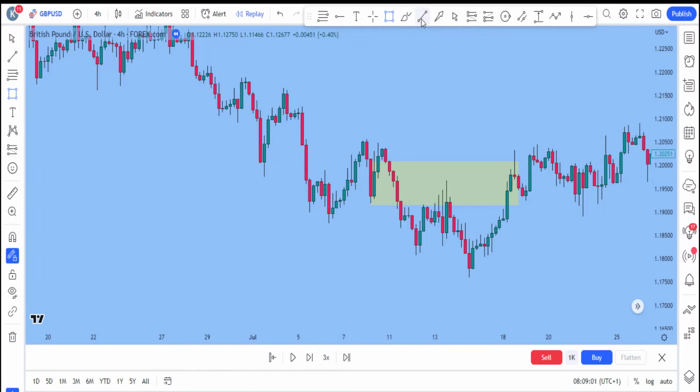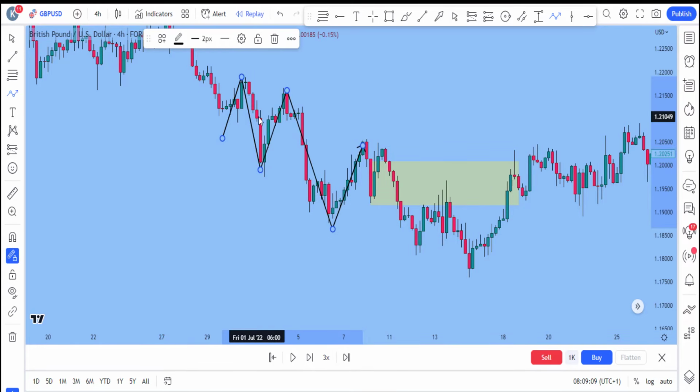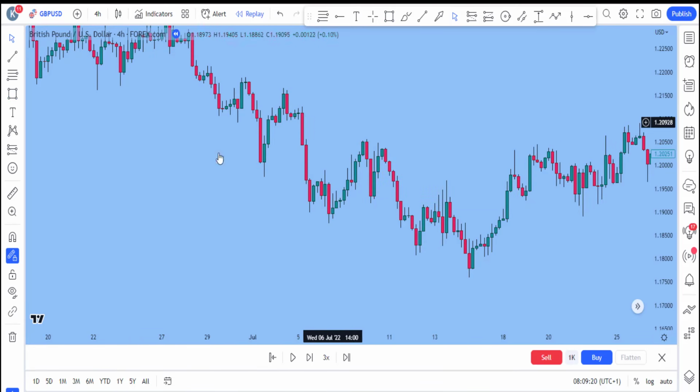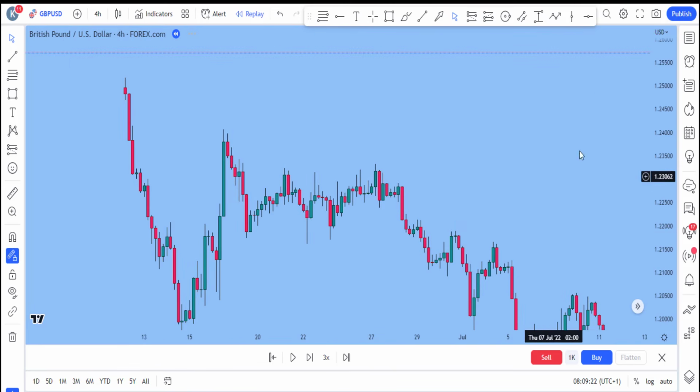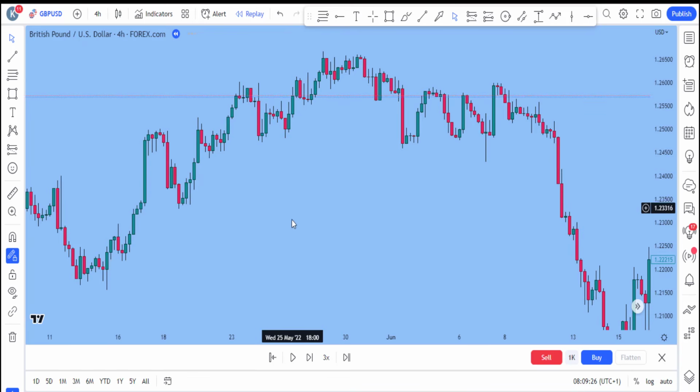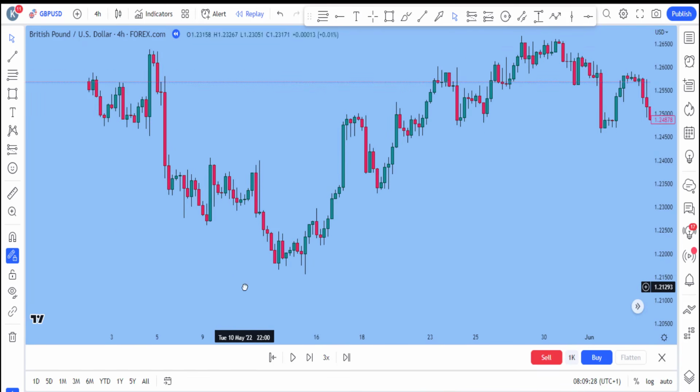Another mitigation block right here, look at this. To me, this is a mitigation block. Come down, failure swing. As price comes back to that last red candle right here, the last sell candle, I will take my trade also here. So these are mitigation blocks and breaker blocks. You can go ahead and check it for yourself, practice well, and then you're going to enjoy taking trades with them. Just having the knowledge alone will also help you to know exactly what price may be doing.